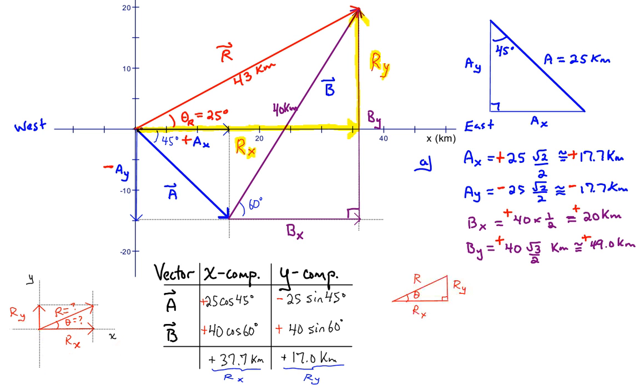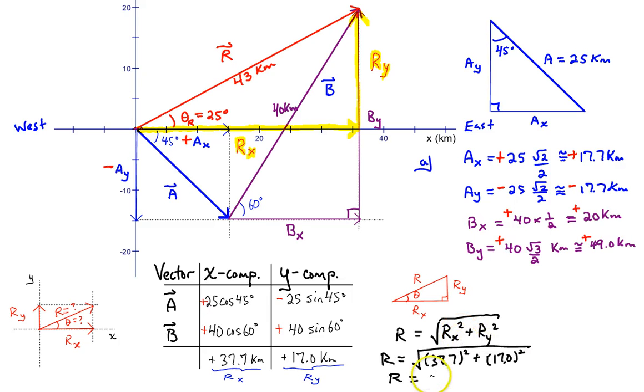So to find the magnitude of the resultant mathematically using both the x and the y components, we're going to use the Pythagorean theorem, which is the square root of Rx squared plus Ry squared. Let's substitute in. And if you plug this into your calculator, you're going to get an answer of 41.3 kilometers exactly, keeping all the digits along.